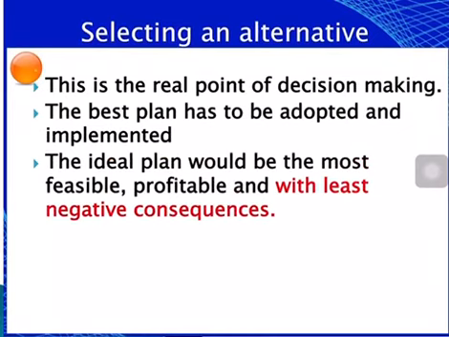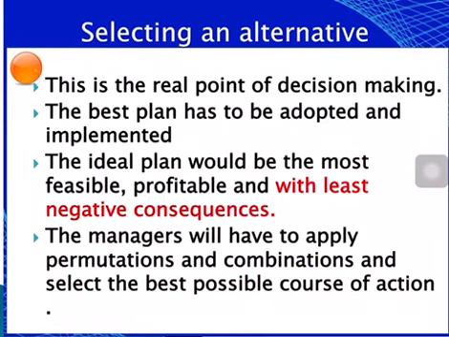Nothing is free from limitation. So every alternative has its own disadvantages also. So we have to select an alternative which has more advantages and least disadvantages. That should be selected as the best one. Then the manager will have to apply permutations and combinations and select the best possible course of action. It should not be guesswork, it should be scientifically selected.